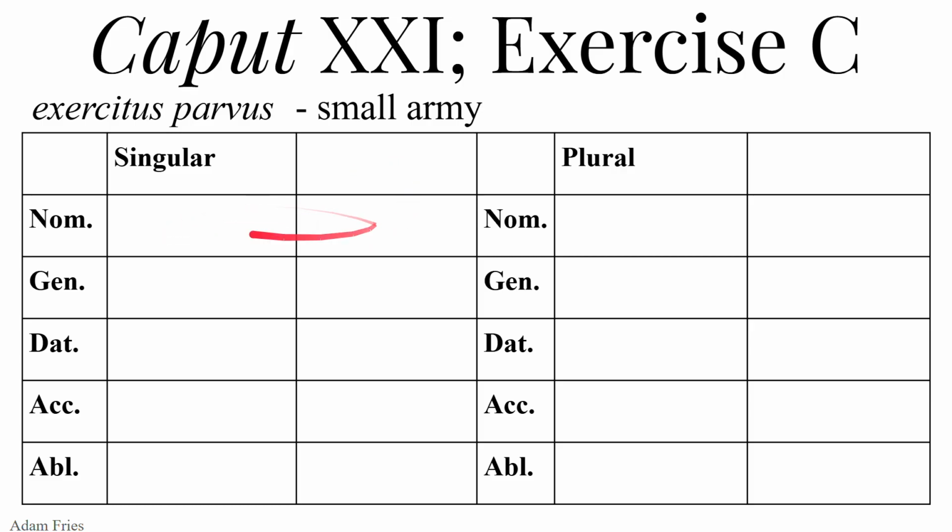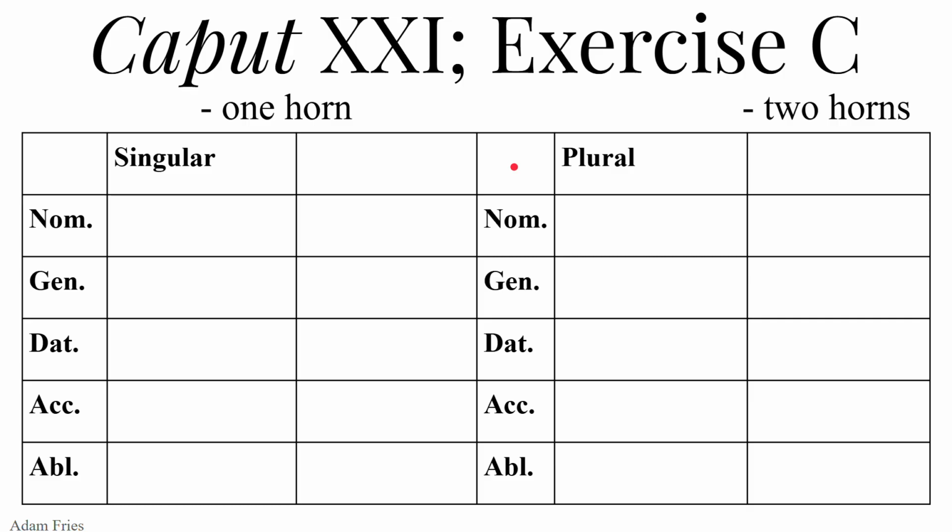So all together, because you got to see it this way, it's exercitus parvus, exercitus parvi, exercitui parvo, exercitum parvum, exercitu parvo, exercitus parvi, exercituum parvorum, exercitibus parvis, exercitus parvos, exercitibus parvis. Optime.